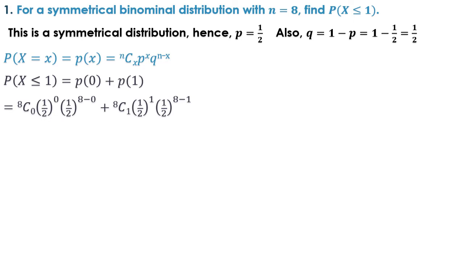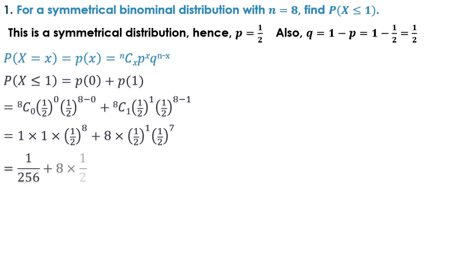Let's simplify this. 8C0 is 1, anything raised to 0 is also 1, and 1 upon 2 raised to 8. Then 8C1 is 8, 1 upon 2 raised to 1 is 1 upon 2, and 8 minus 1 is 7, so 1 upon 2 raised to 7. Now you must know the powers here. 1 upon 2 raised to 8 is 1 upon 256, and 8 into 1 upon 2 into 1 upon 128. Simplifying this, we will get 1 upon 256 plus 8 upon 256. Because the denominators are same, we get 9 upon 256 as our answer.